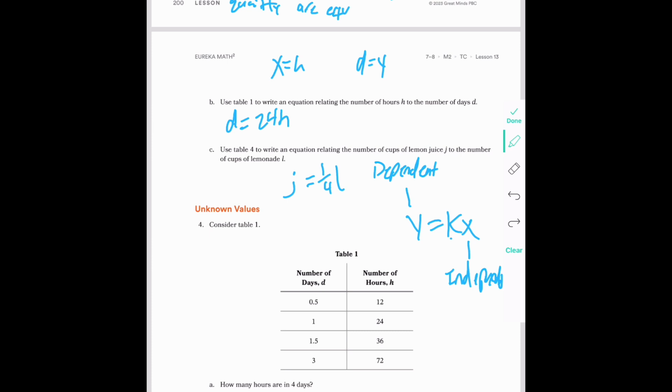And then K is usually the result, or the number that you get when you divide Y by X. So if you're ever trying to figure out what K is, K equals Y divided by X. Okay, that is very important.